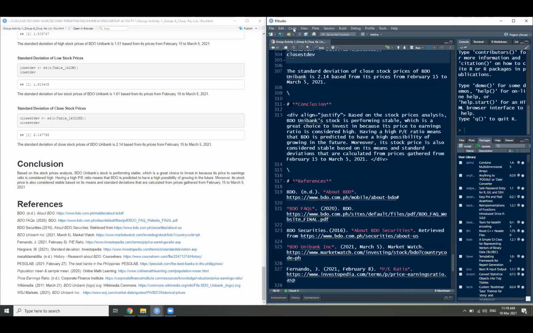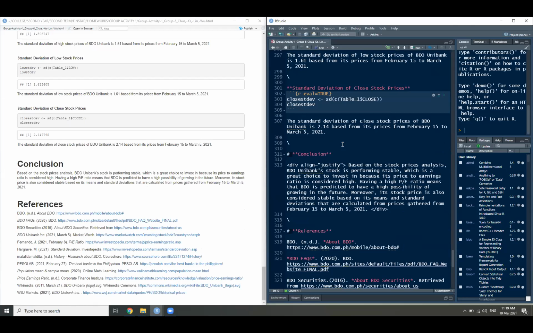Okay. Can you run through your R Markdown again, guys? What did you learn here which you'd like to share with your classmates? Tips on how to do your R Markdown.